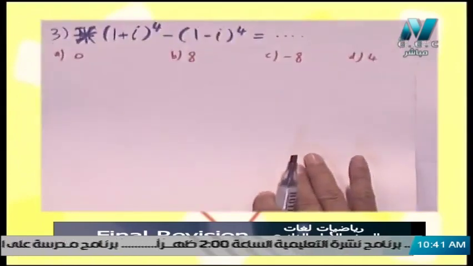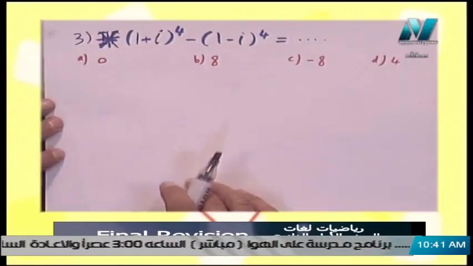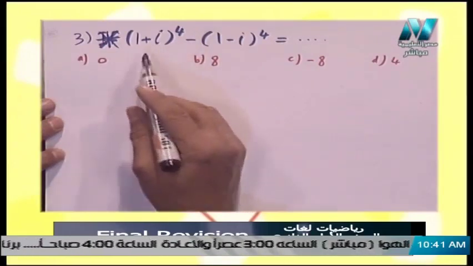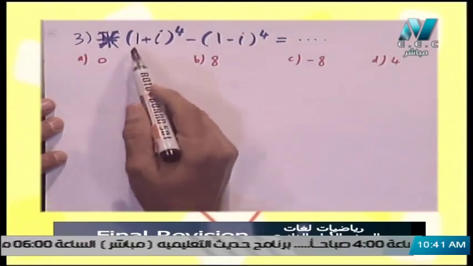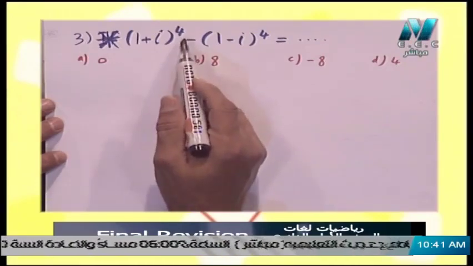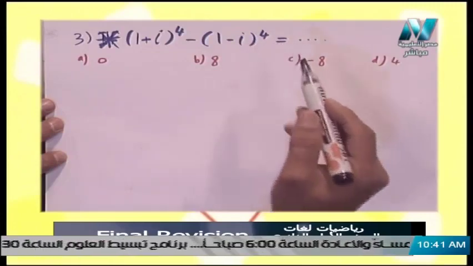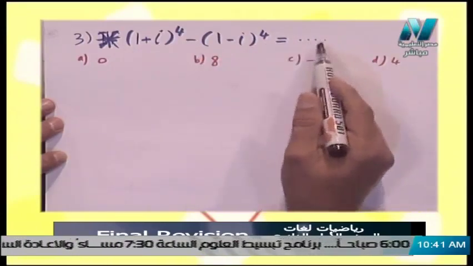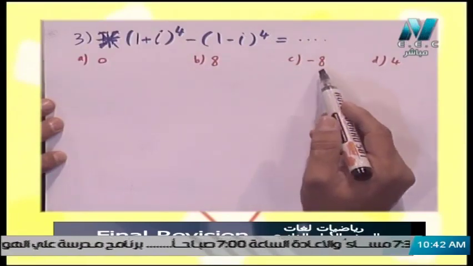Okay. We have here another question. It depends on i, the imaginary number, and complex numbers. If we have (1 plus i) all power 4 minus (1 minus i) all power 4, then this expression equals what? Is it 0, 8, negative 8, or 4?